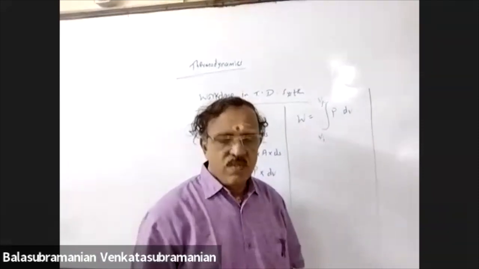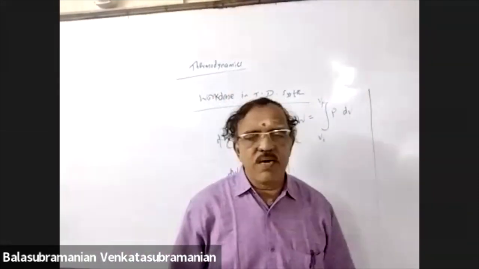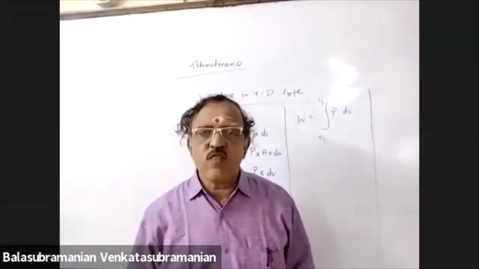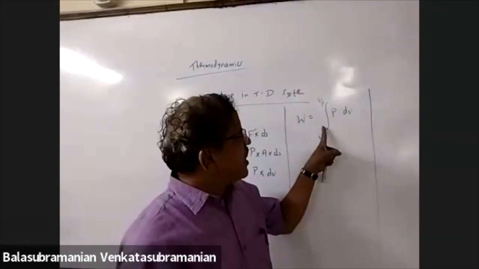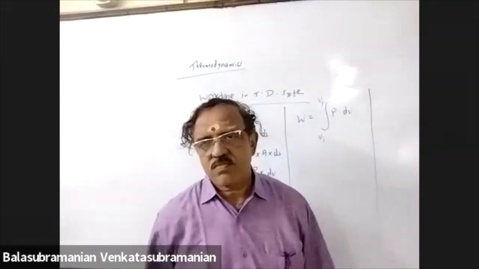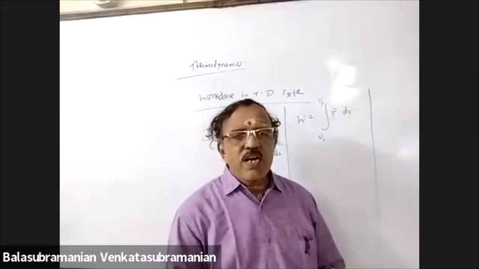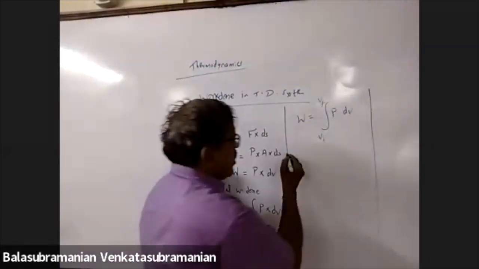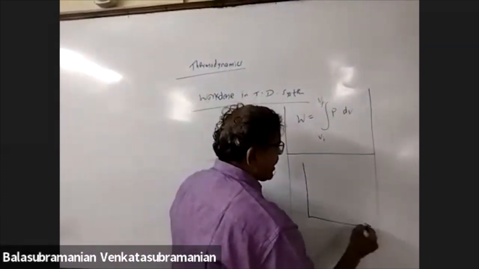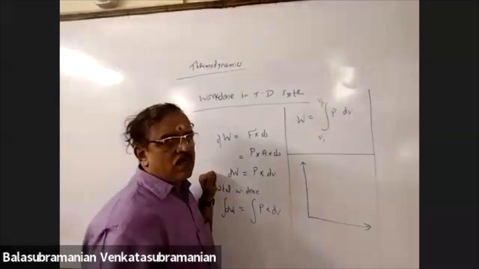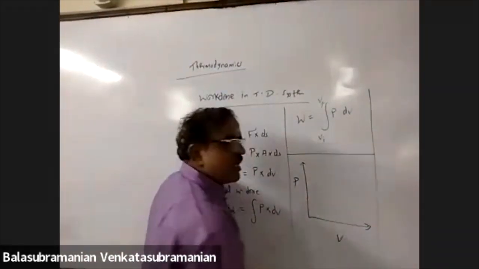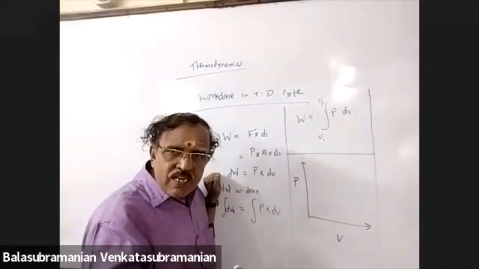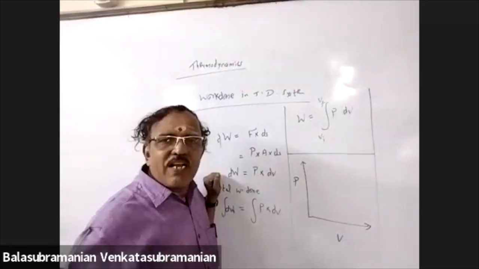Any equation, whether it is isothermal, adiabatic, isochoric, isobaric, any process, okay, the basic formula for work done is integral P dV. Graphically, how to represent? This is called an indicator diagram. Pressure and volume. Indicator diagram. It indicates the changes in pressure and changes in volume. So the name indicator diagram.